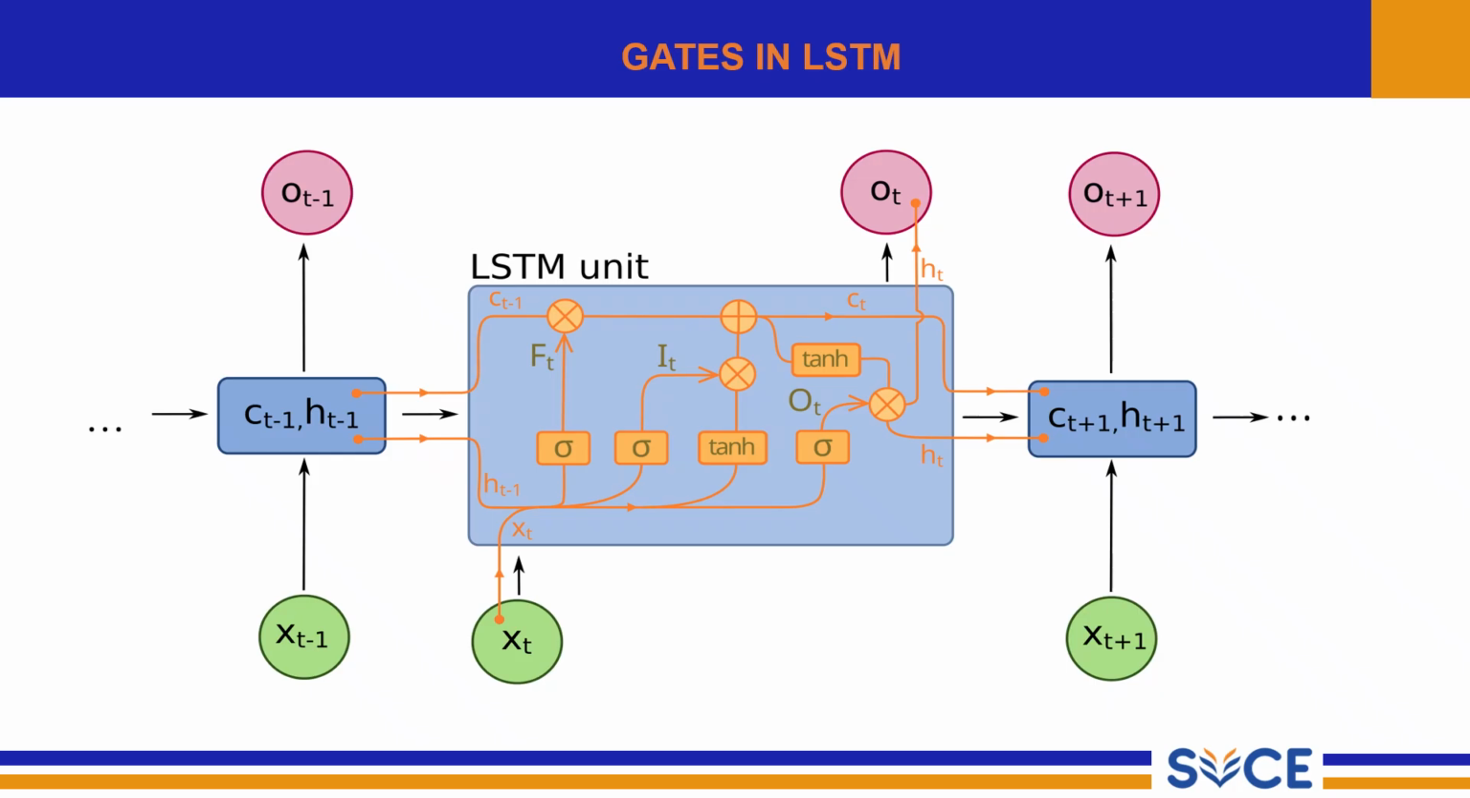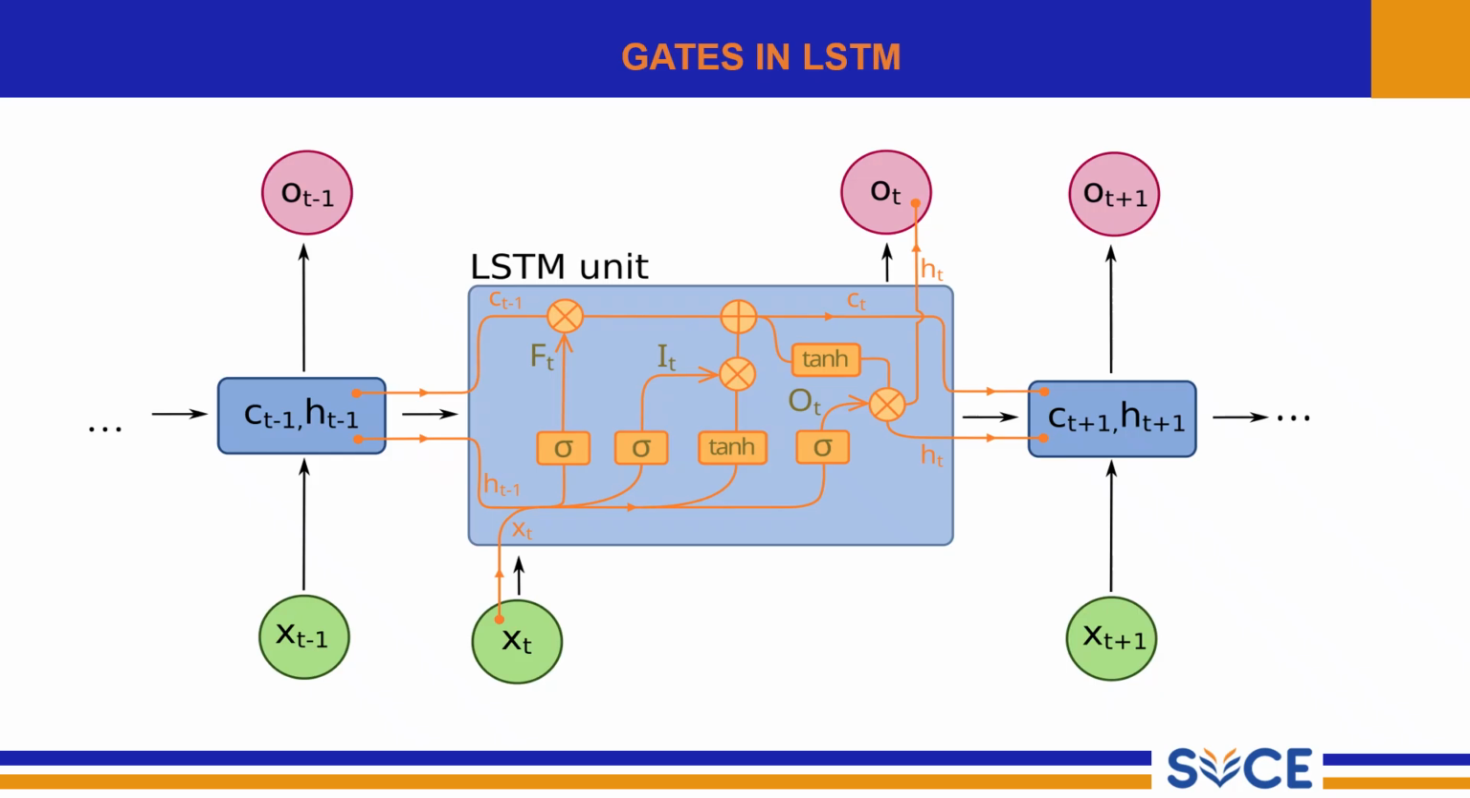This diagram shows how an LSTM cell works internally. At each time step t, the LSTM receives three inputs: the current input xt, the previous hidden state ht minus 1, and the previous cell state ct minus 1. The cell state, shown running horizontally across the top, acts like a long-term memory. It carries information forward with only minor modifications, which helps to preserve important context over time.